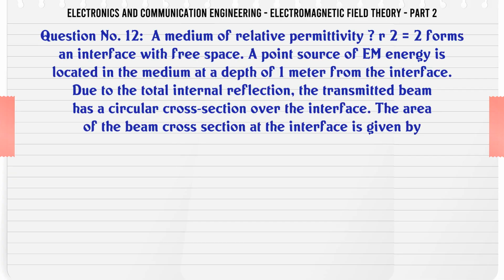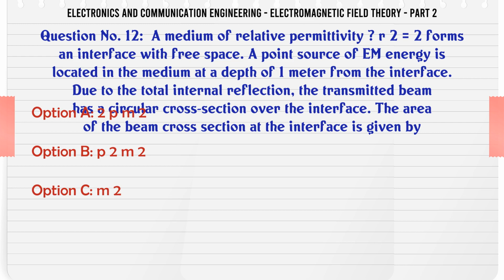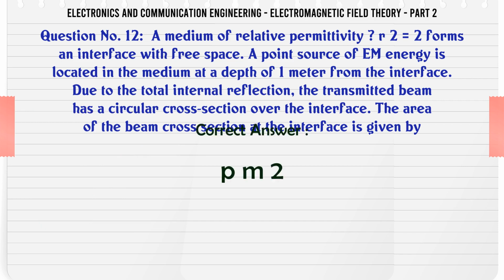A medium of relative permittivity εr = 2 forms an interface with free space. A point source of EM energy is located in the medium at a depth of 1 meter from the interface. Due to the total internal reflection, the transmitted beam has a circular cross section over the interface. The area of the beam cross section at the interface is given by A. 2π m², B. π/2 m², C. π m², D. π m². The correct answer is π m².